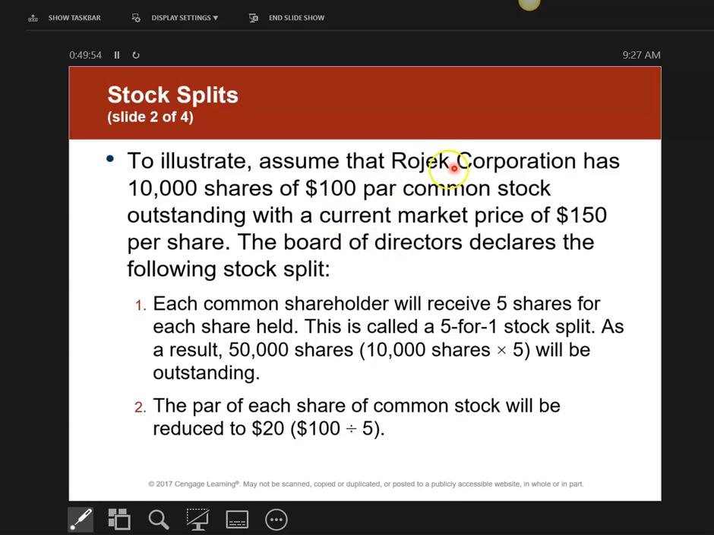So here I have this company, Roject, has 10,000 shares of $100 par common stock. Currently, the market price is $150. That's what it sells for. So I'm going to do a 5-for-1 split. So here's what happens. My 10,000 shares will be multiplied by 5. So I'll now have 50,000 shares. But my par value of 100 will be divided by 5 to make the par value $20.